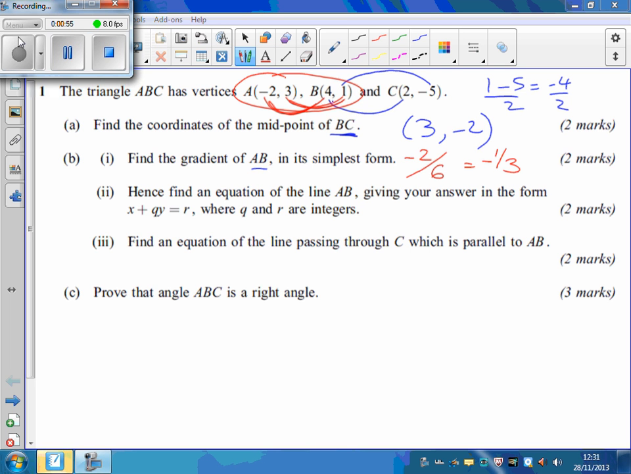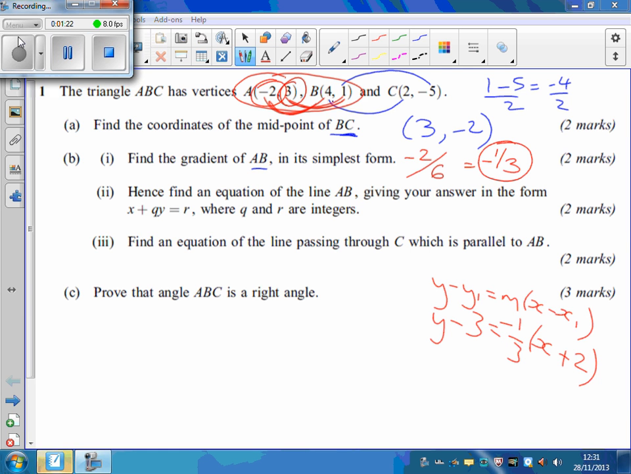So now find the equation of the line. Well, the equation is y take away the y number equals gradient times x take away the x number. That's always the most successful way of doing it. Y take away, well, the y number here of A is 3, equals the gradient that we just did, -1/3, times x take away the x number. The x number here is -2. Careful there, -2, so we get +2.